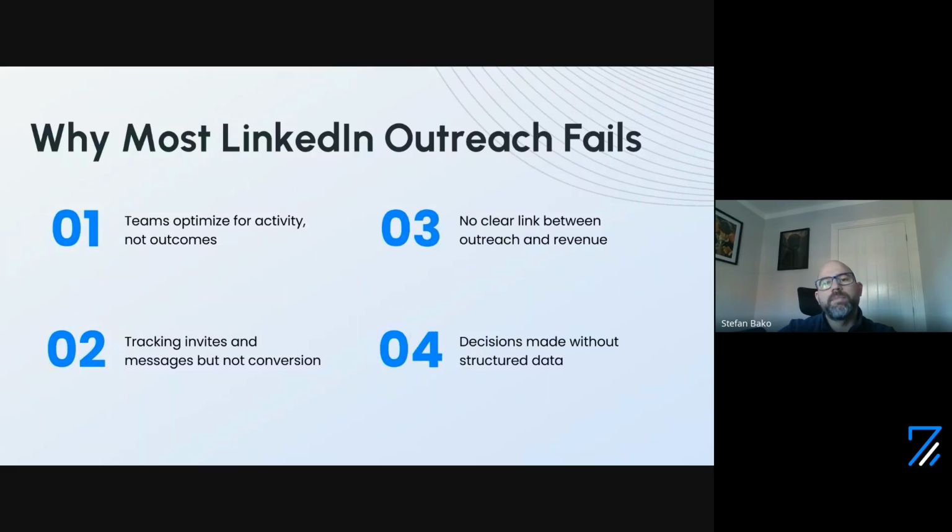So why does most LinkedIn outreach fail? The biggest mistake most teams make is that they optimize for activity instead of outcomes. They look at things like how many invites we sent or how many messages went out, but those numbers don't tell you anything about effectiveness. Two teams can send the exact same number of messages and get completely different results. The difference is not effort, it's understanding. Without structured data, you cannot see cause and effect. So when something underperforms, you don't know why, and if you don't know why, you cannot improve.